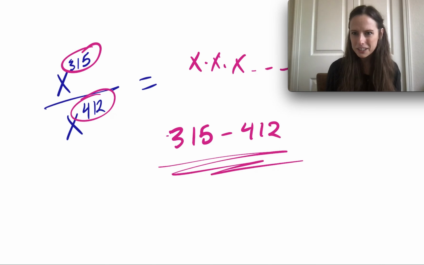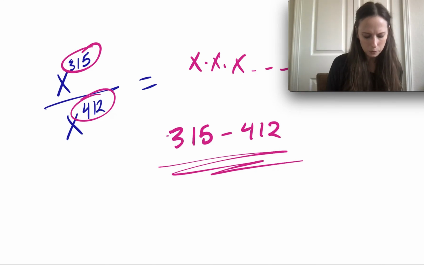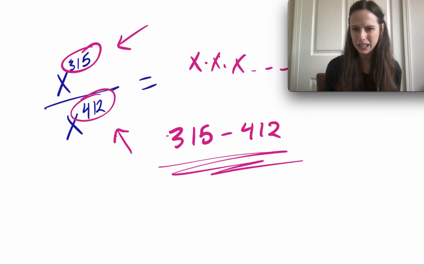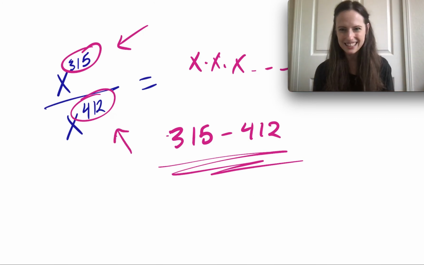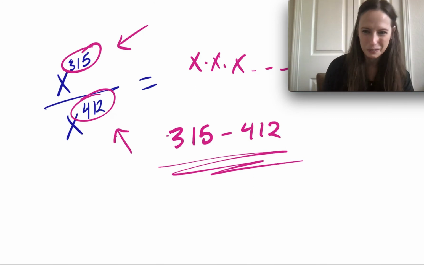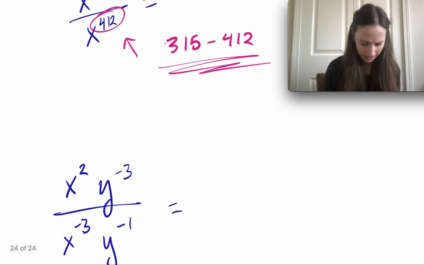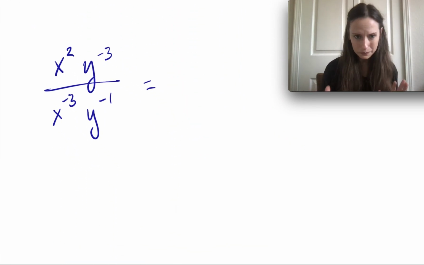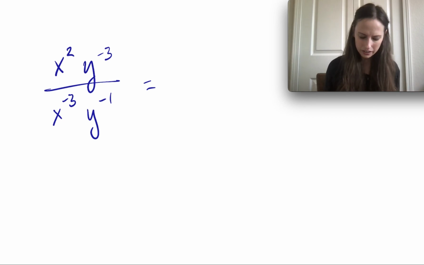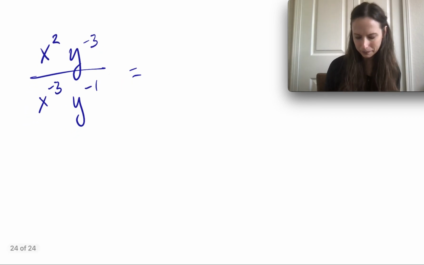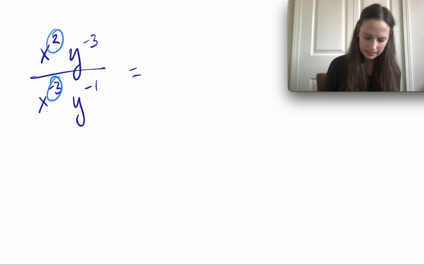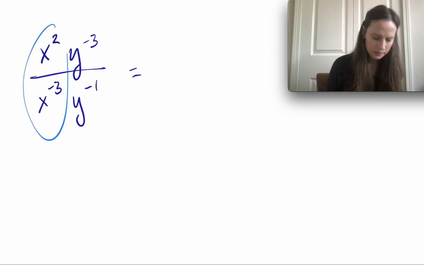Look at that difference, and then think about, is your answer going to end up in the numerator or in the denominator? If it's negative, it's in the denominator. If it's positive, you're in the numerator. Okay, and then here's a final example for you where we want to combine x's and y's. So there's different ways of approaching a problem like this, but one would be to subtract our exponents. So for the x's, we can combine these guys by subtracting those exponents.